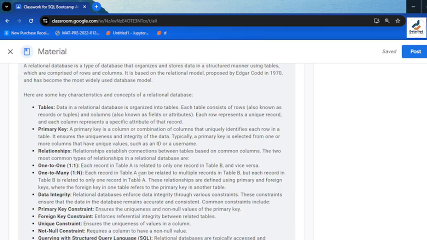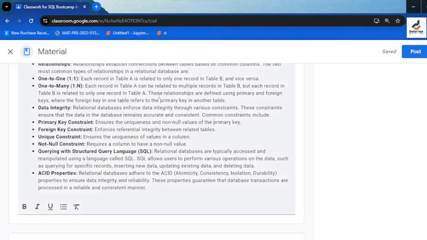So that's the idea, right? So let's move to data integrity. Data integrity is enforced through various constraints, right? We've spoken about this initially, right?